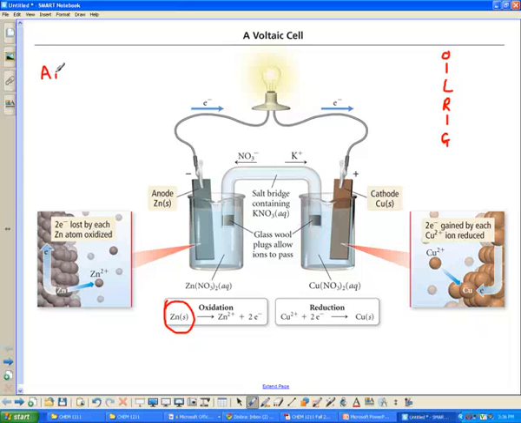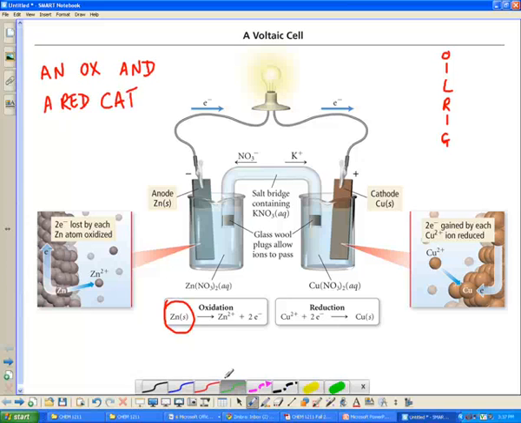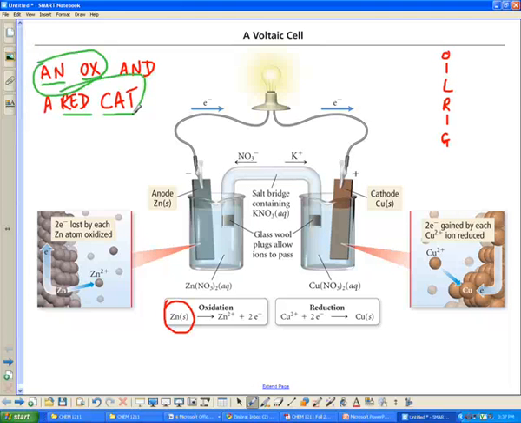So think of this sentence: an ox and a red cat. I'm not saying you would have an ox and a red cat together at any time, but just bear with me. An for anode, ox for oxidation, red for reduction, cat for cathode. An ox and a red cat: anode oxidation, reduction cathode. Alright, so think of it that way.